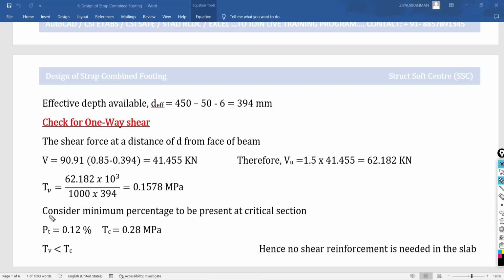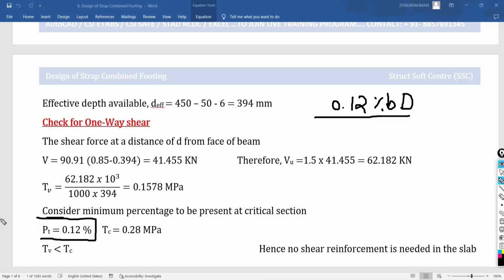That's why we are going to consider that the minimum percentage of reinforcement is available at that section. In any design, you will definitely provide at least the minimum percentage of reinforcement. What minimum percentage of reinforcement is suggested by IS 456-2000? In any kind of foundation slab, at any location, at any section, the minimum percentage of reinforcement should be 0.12% of B into D. This much should be there at least. So I am going to consider that 0.12% will be there.